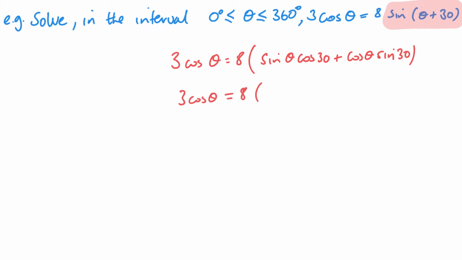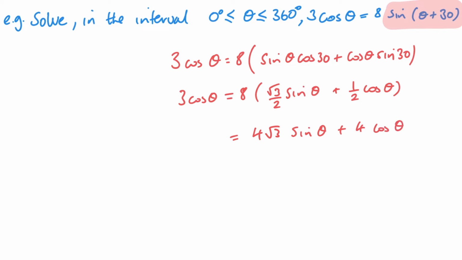for cos and sine. So for cos it's root 3 over 2, and for sine it is a half. Now I can multiply by 8, giving me 4 root 3 sine theta plus 4 cos theta. Next step is to take my cos to one side. So taking away 4 cos gives me negative cos theta equals 4 root 3 sine theta.